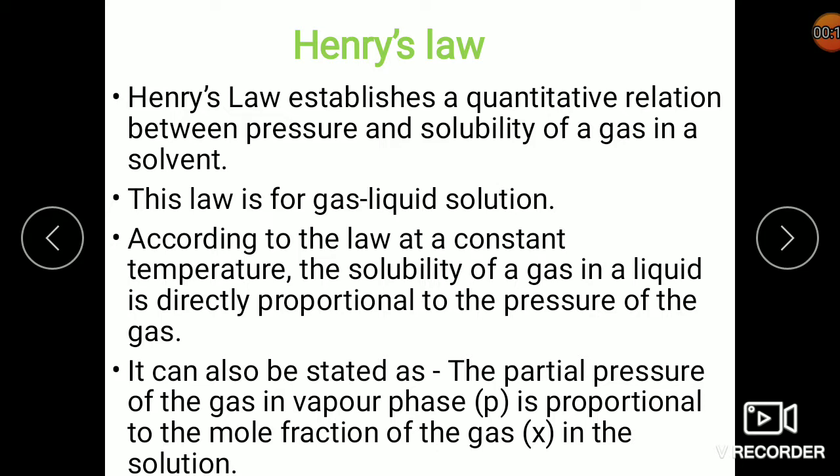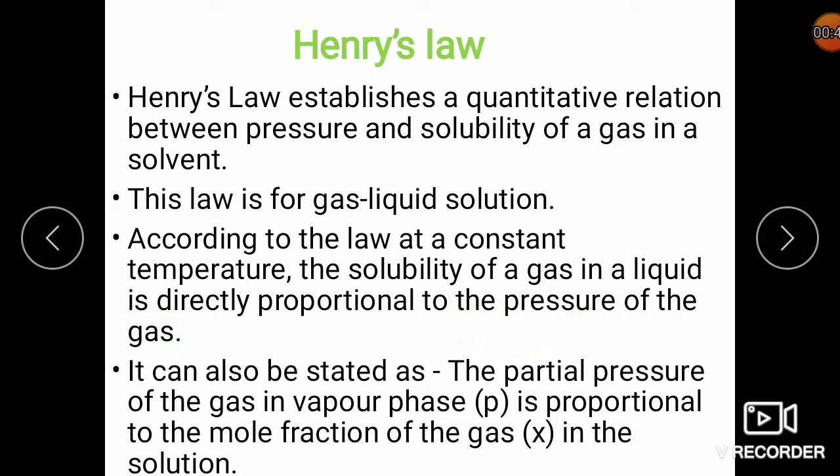Now, Henry's Law is a law that establishes a relationship between the partial pressure of a gas and its solubility in the solvent, liquid solvent especially. This is a law for gas-liquid solution. The statement of this law is, at constant temperature, the solubility of a gas in a liquid is directly proportional to the pressure of the gas.